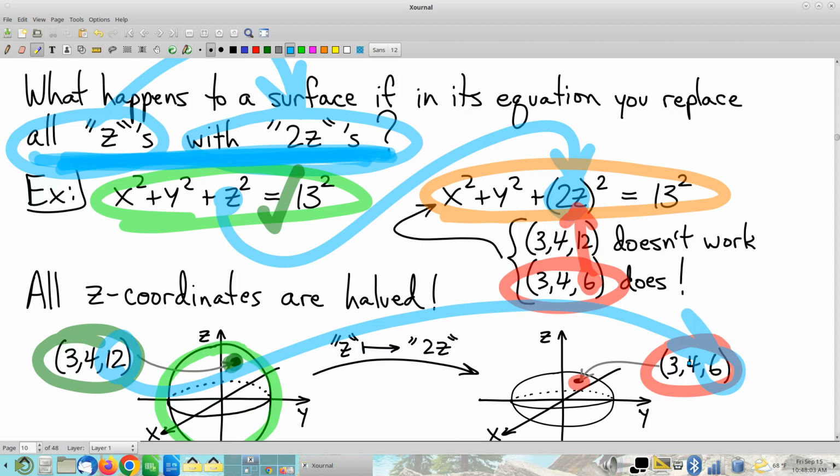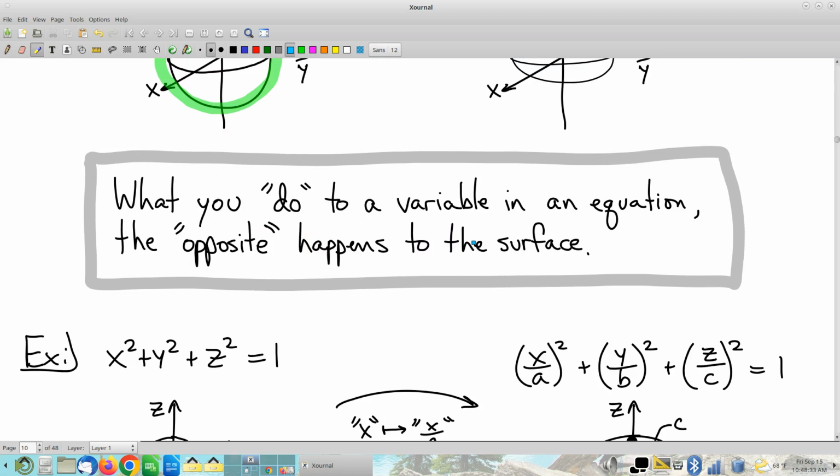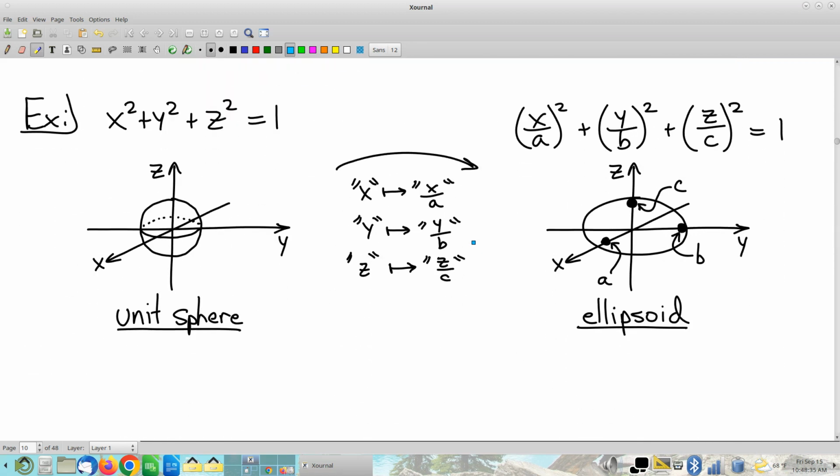And you can think of this then as basically vertically squishing your surface. Does that make sense? Okay. So this is a kind of a general rule. Whatever you do to a variable in an equation, the opposite happens to the surface. You replace z with 2z, the z coordinates get half as big. And likewise. Okay.